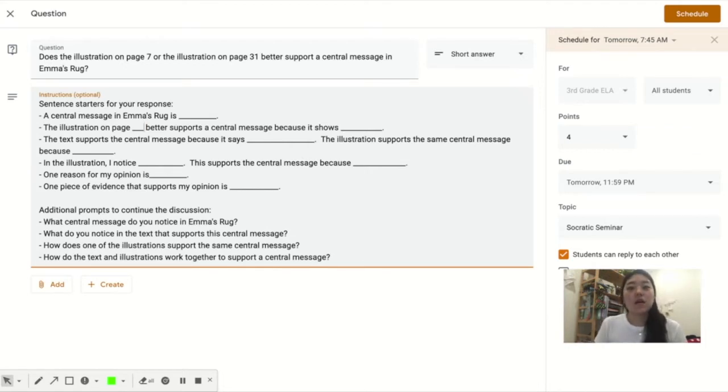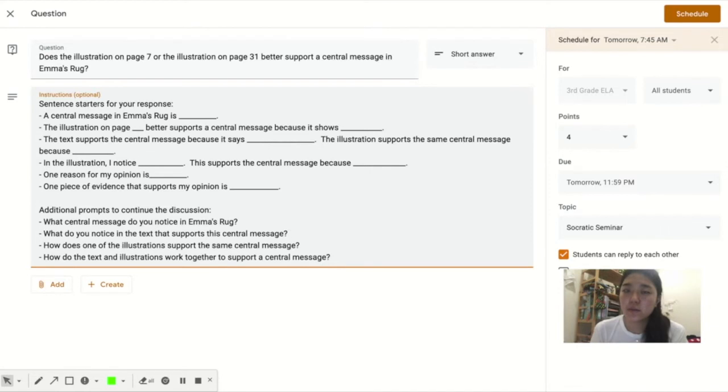So that means you're still telling me that the illustration supports the lesson you're talking about, the central message, but you're also giving me textual evidence. Then it says, "In the illustration, I notice this supports the central message because." "One reason for my opinion is blank." "One piece of evidence that supports my opinion is blank."